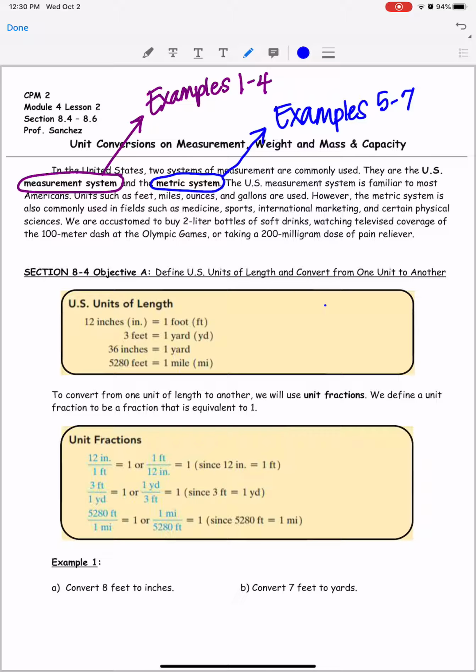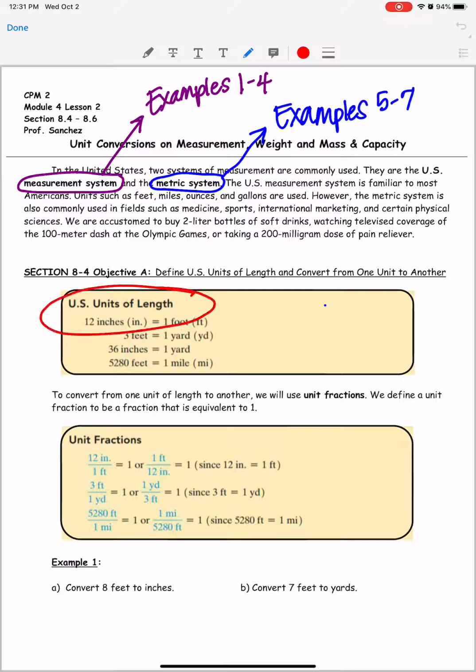Now really and truly, if you know how to do example 1, 2, 3, and 4 are the same thing. If you know how to do example 5, 6, and 7 are the same thing. It just has to do with, is it weight, is it distance, or is it the amount of something? So this is all going to be about converting our units.